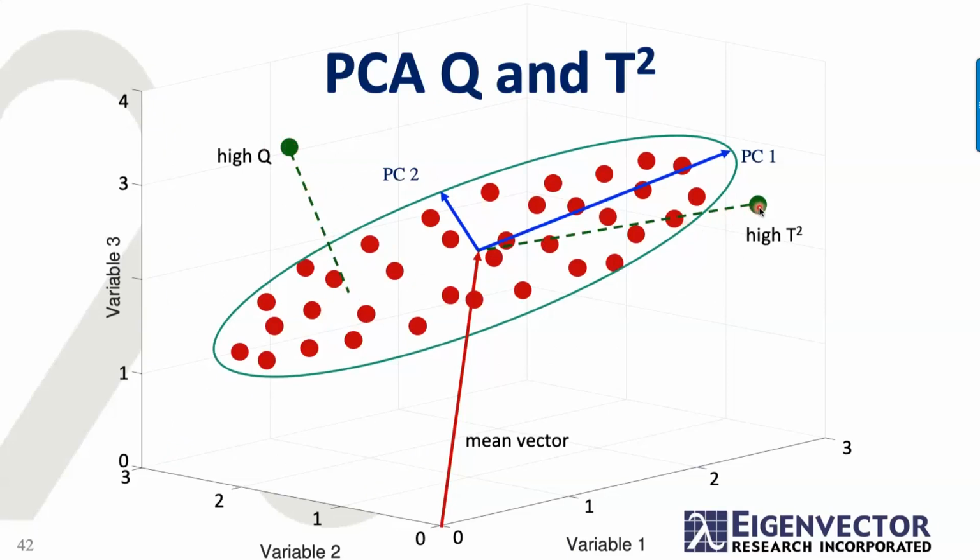This is a sample with a high T-squared. So it's in the plane of the data, but it's a long ways from the center. So it would have a high score on PC1. It would also have a high negative score on PC2 because it's out this direction a fair ways. So this sample here has a high T-squared.